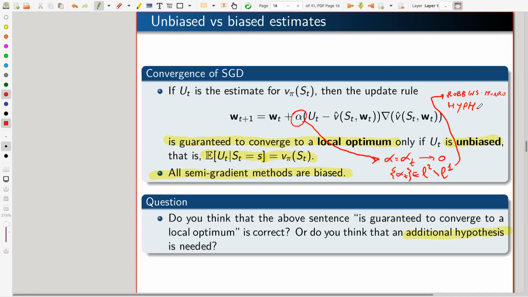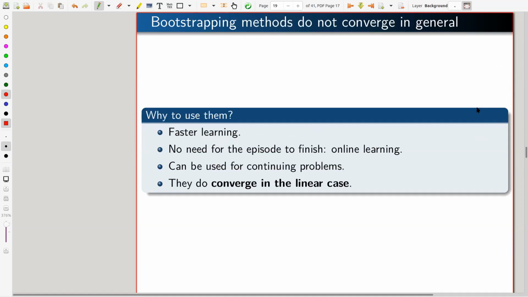Okay, now we are saying that bootstrapping methods do not converge in general, right? So why should we use this kind of methods? Well, remember that bootstrap improves the variance. Bootstrap methods have a very, very lower variance than Monte Carlo methods. This means that when you are learning, the learning is much, much faster.